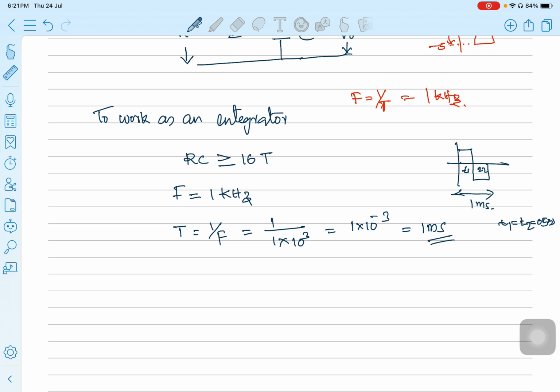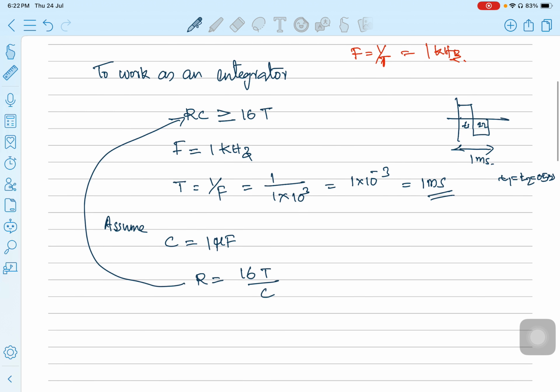Now we need to assume, because as per the equation, R into C is greater than or equal to 16T. We don't know the value of R, and we do not know the value of C, so we need to assume any one value. I'm going to assume the capacitor value C is equal to 1 microfarad. So I can rewrite the equation: R is equal to, C goes to the other side, 16T divided by C. This is actually coming from this equation.